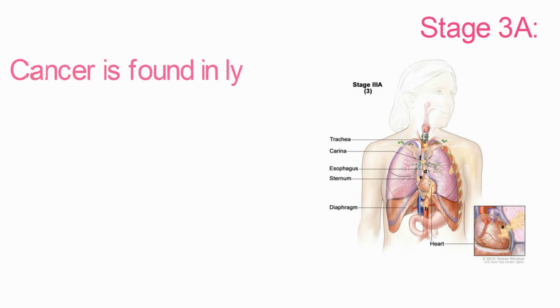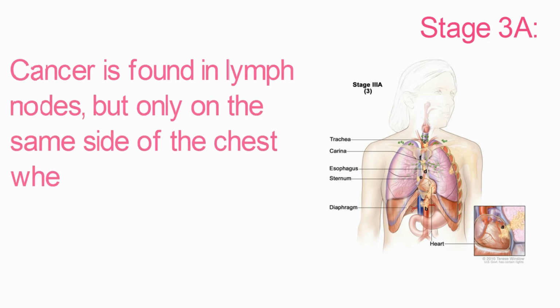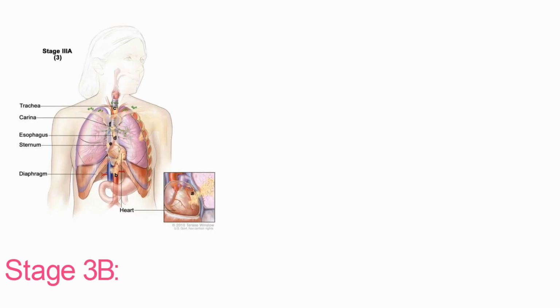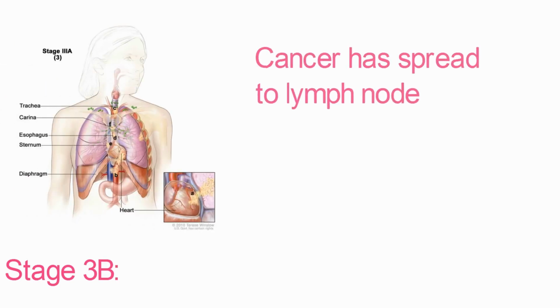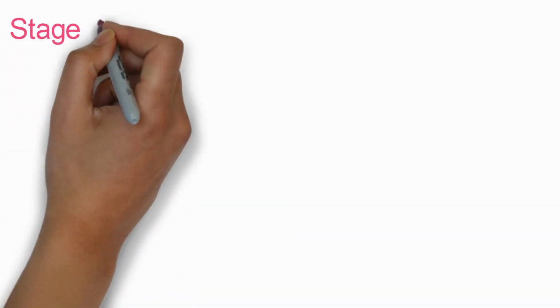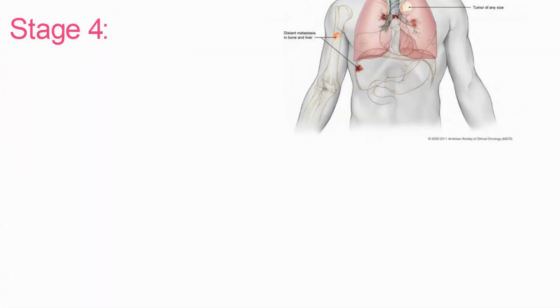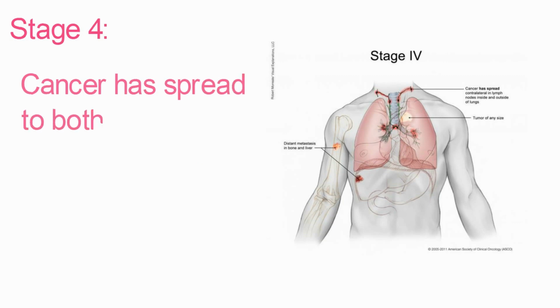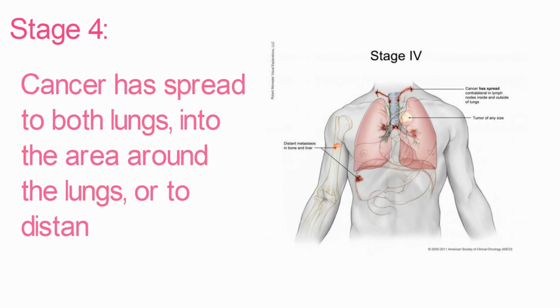Stage 3A. Cancer is found in the lymph nodes, but only on the same side of the chest where cancer first started growing. Stage 3B. Cancer has spread to lymph nodes on the opposite side of the chest or to lymph nodes above the collarbone. Stage 4. Cancer has spread to both lungs, into the area around the lungs, or to the nodes on the lungs.